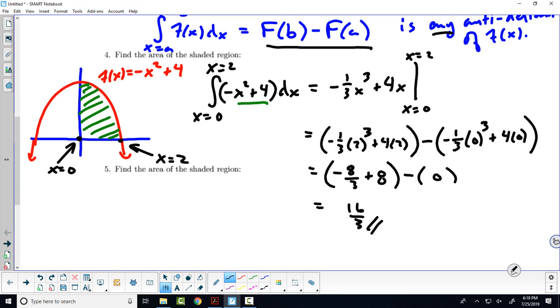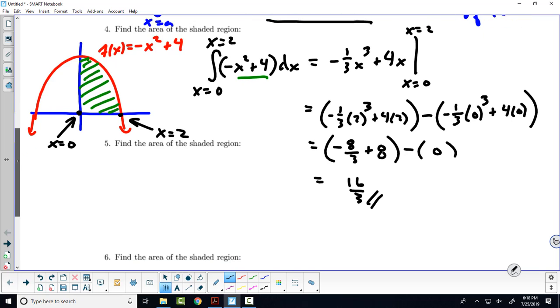Okay. What does that 16/3 represent? That's the area of the green shaded region, right? So if you had this parabola in your living room and you wanted to carpet it, how much carpet would you buy? You'd buy 16/3 square feet, or whatever your units are. Okay? That's the real world interpretation of this. Okay. Let's do it again.